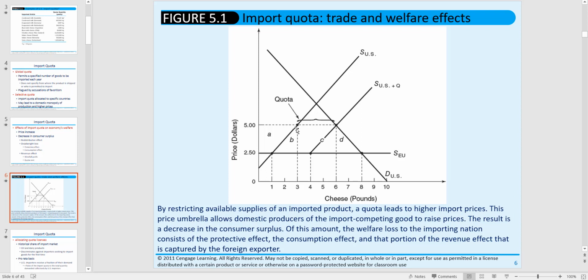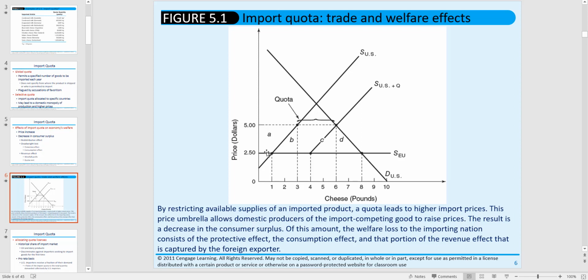So the domestic production plus the quantity allowed to be imported, which is 3 units, gives the final consumption of 6 units. And the equilibrium point, where the price is determined, is at the intersection of that new supply curve and the domestic demand curve. How do you compute then the redistributive effect, the protective effect, the revenue effect, and the consumption effect?